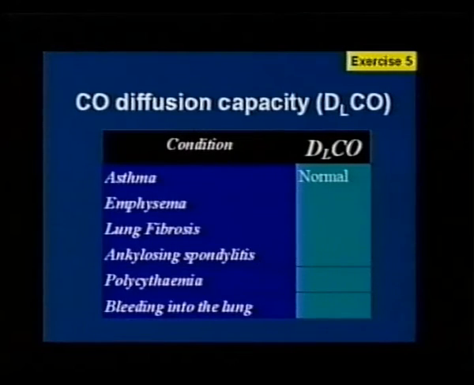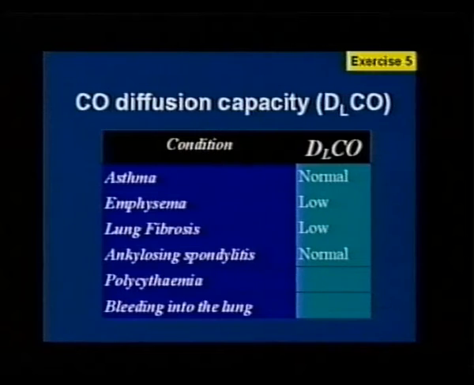Asthma is a condition where there's a problem with the airways, therefore carbon monoxide diffusion capacity is normal, and so is the permeability of the alveolar capillary membrane. In emphysema, the alveolar capillary membrane is damaged, and therefore carbon monoxide diffusion capacity is low, so it is in lung fibrosis. Ankylosing spondylitis is a restrictive airway disease due to a problem of the rib cage. There's nothing wrong with the alveolar capillary membrane, and hence carbon monoxide diffusion capacity is normal.